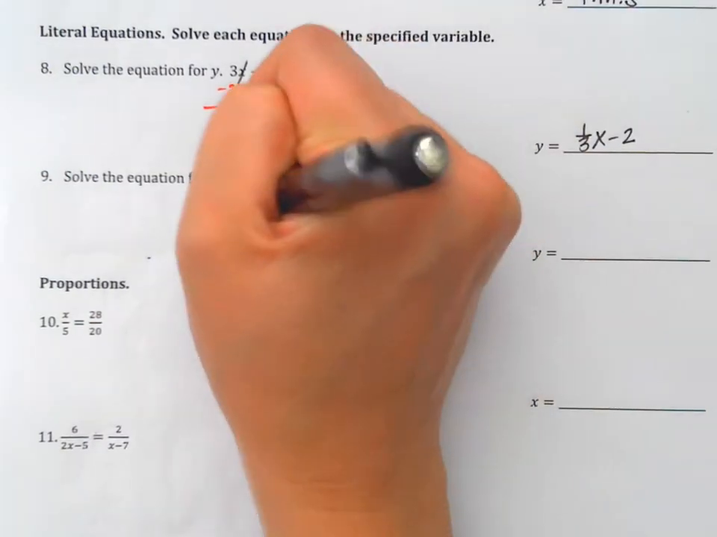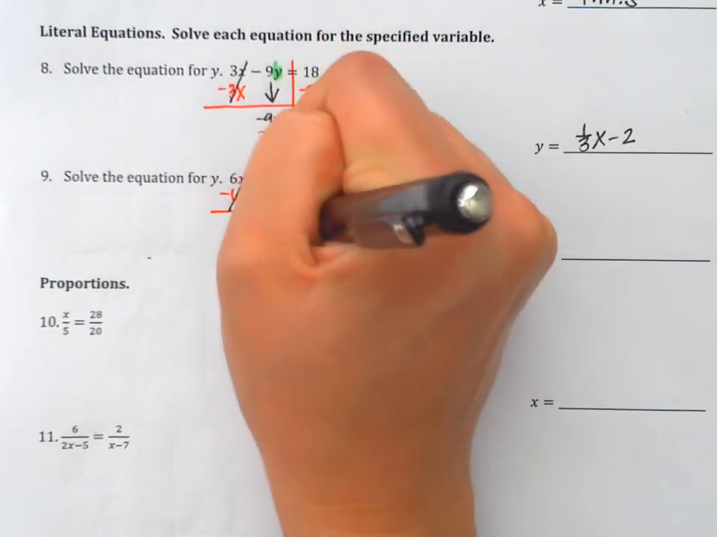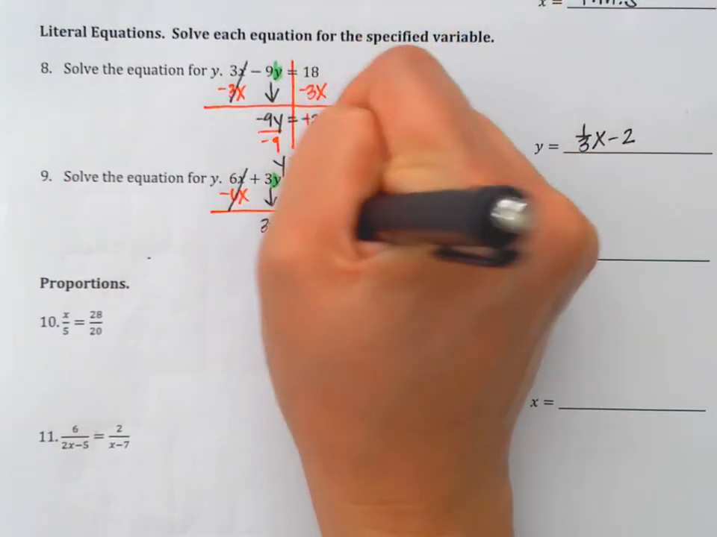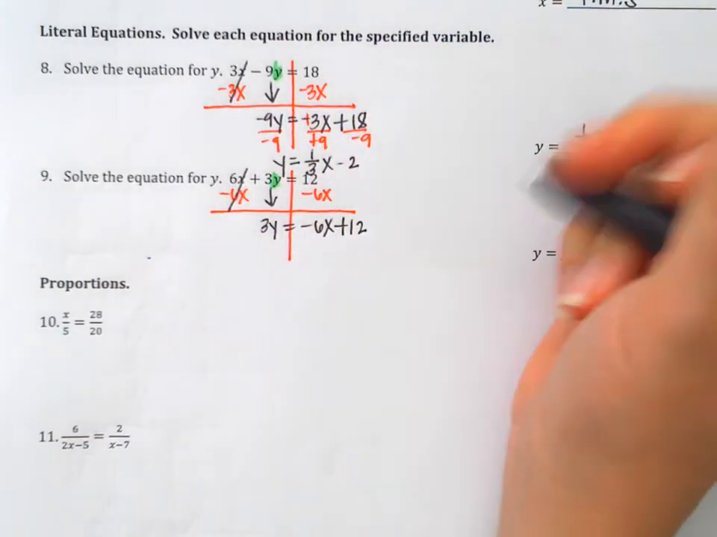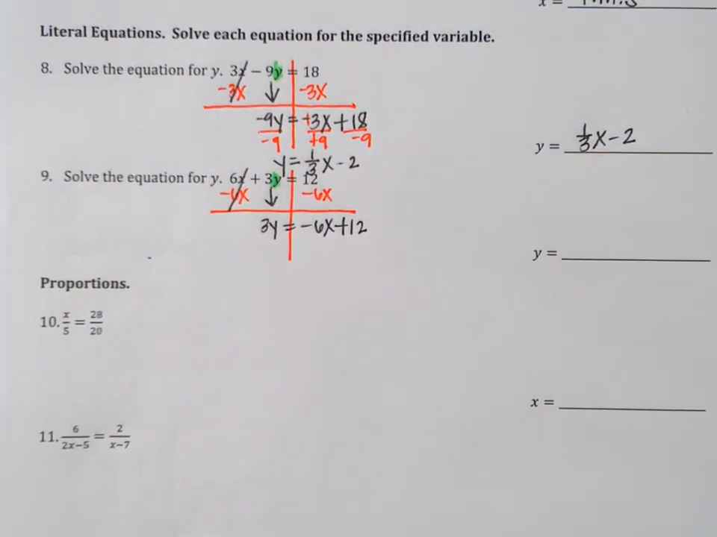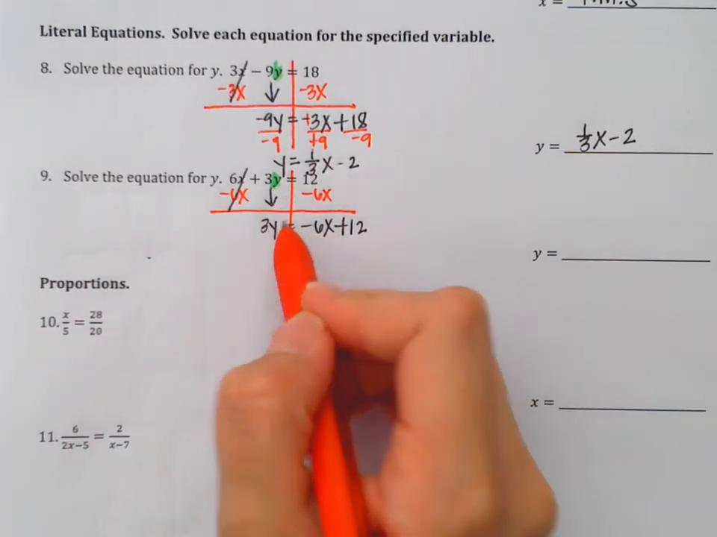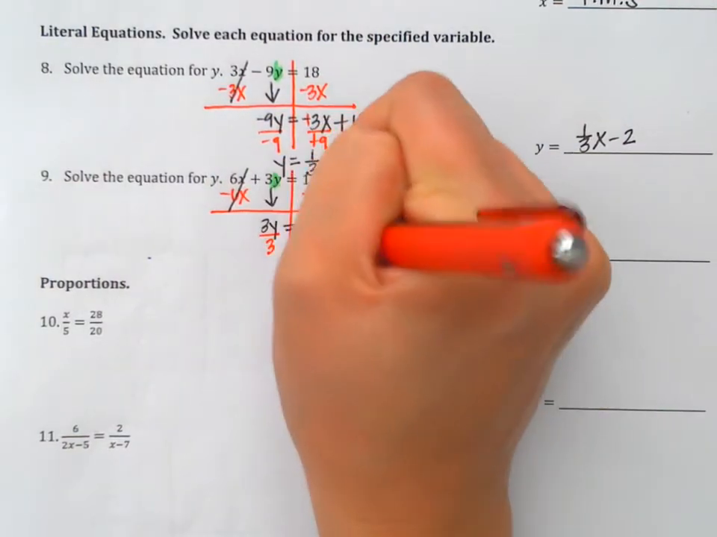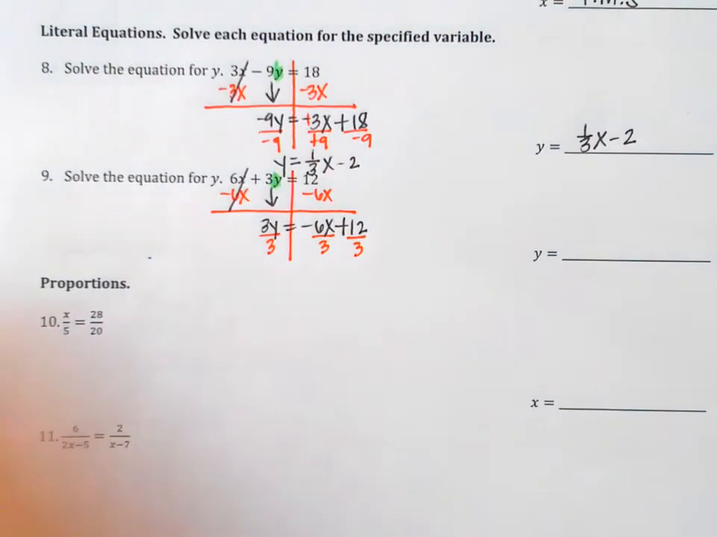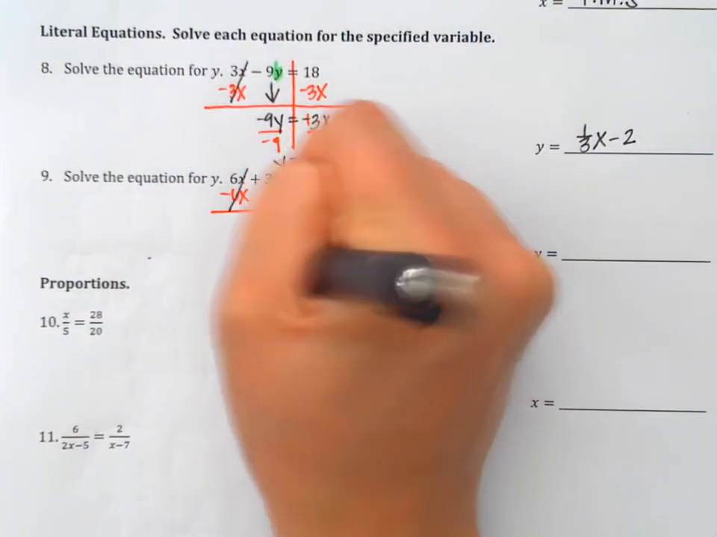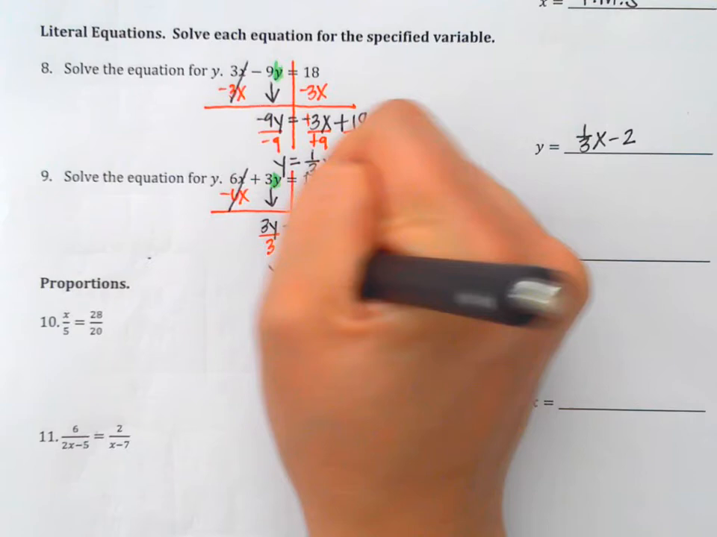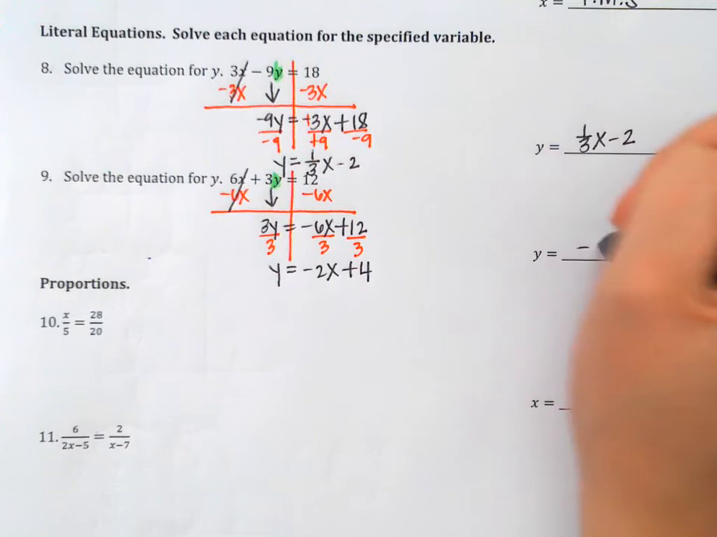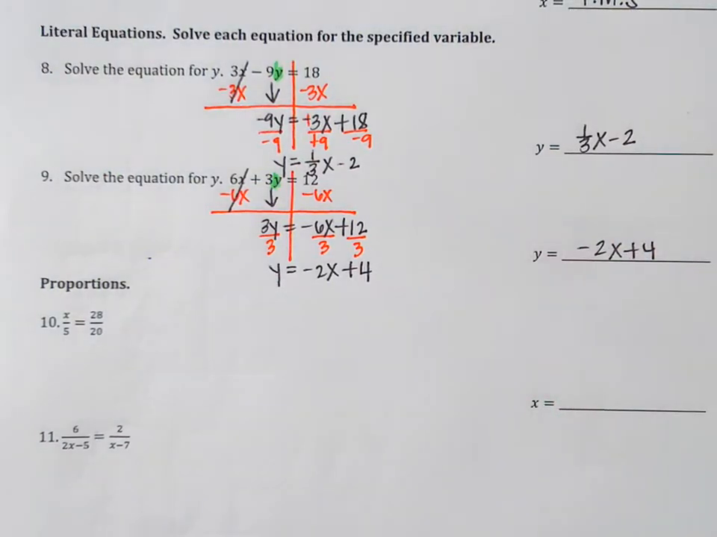6x minus 6x cancels. I bring down that 3y. 12 and negative 6x can't combine. Those aren't like terms, so I just write it as negative 6x plus 12. I still need to get y by itself, so I divide everything by what's being multiplied. It's 3 times y. So I divide here by 3, here by 3, and here by 3. 3 divided by 3 is 1y. Negative 6 divided by 3 is negative 2x. And 12 divided by 3 is 4. So my final answer is negative 2x plus 4.